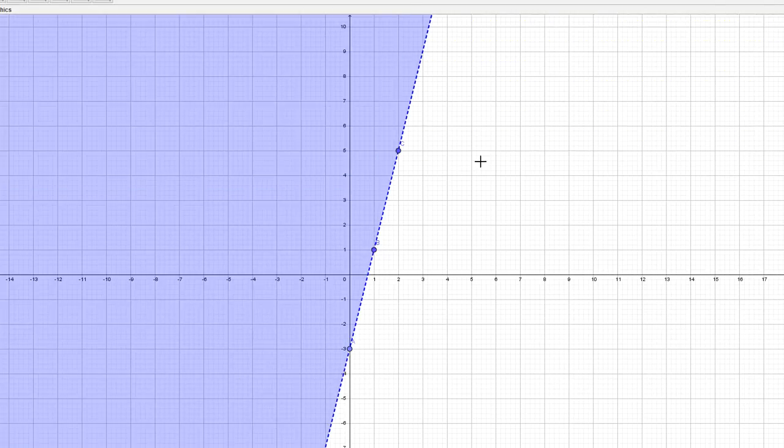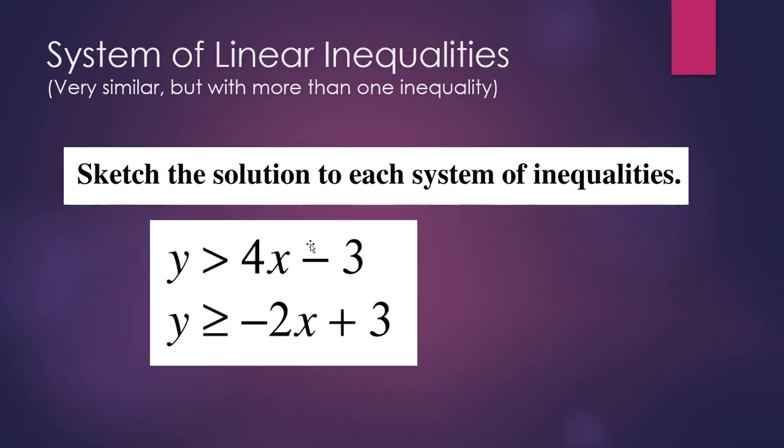And what we can see is we've got this dashed line running through my points, and we've shaded in all the things above the line here. So that's our first inequality, we have to go to our other inequality as well. So we have y is greater than or equal to negative 2x plus 3. So on this question, the plus 3 is our y-intercept.